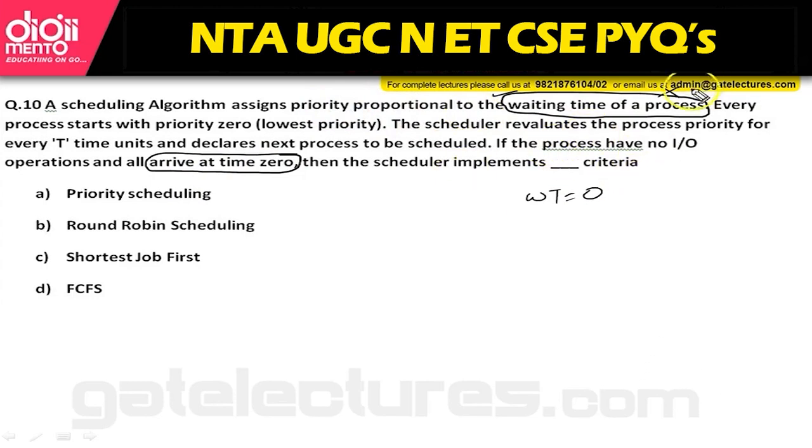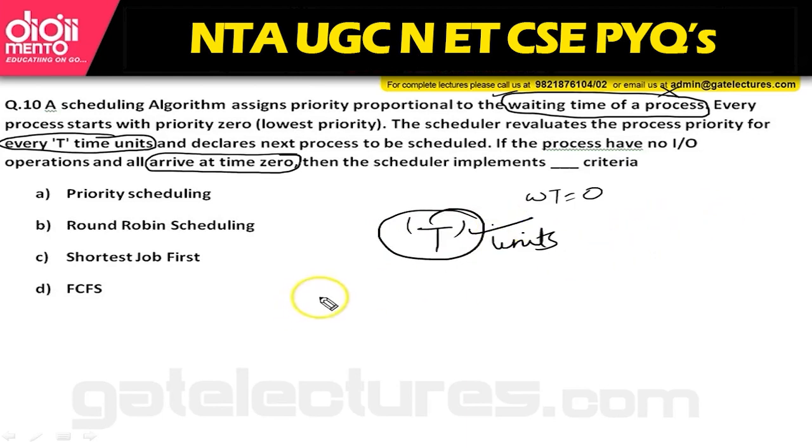Now what should be the criteria? They are saying every process starts with priority 0. Now the scheduler re-evaluates the process priority every t time units. It means after each t time units, it is again checking which process to be rescheduled, and we know in which case we schedule our processes on the basis of time quanta. It's round robin.